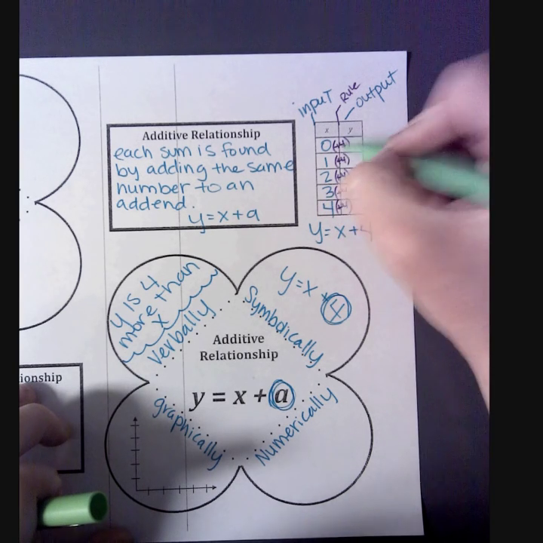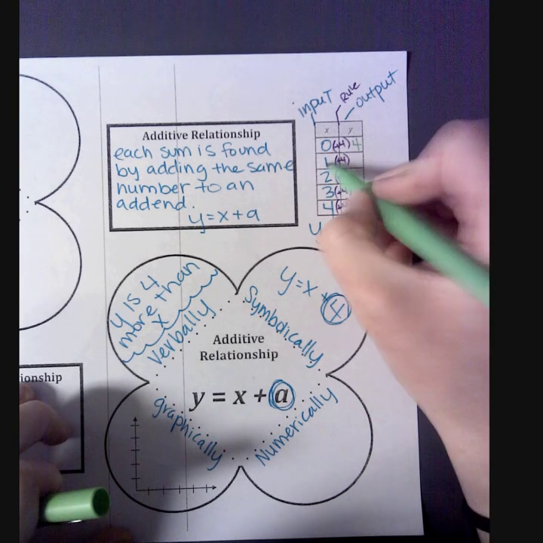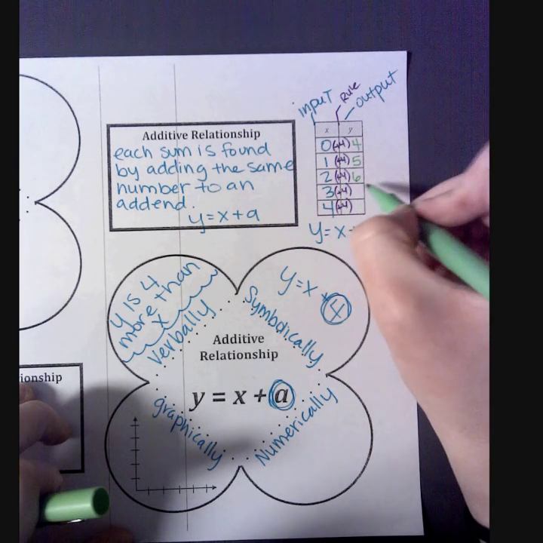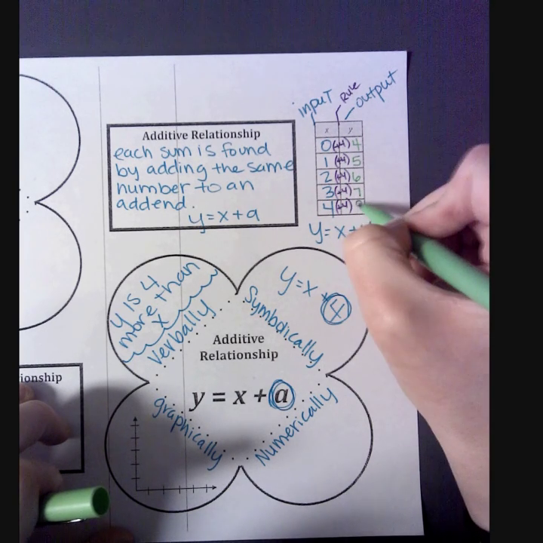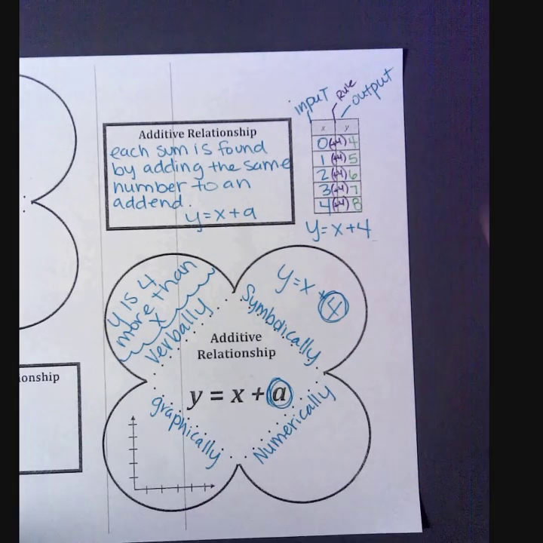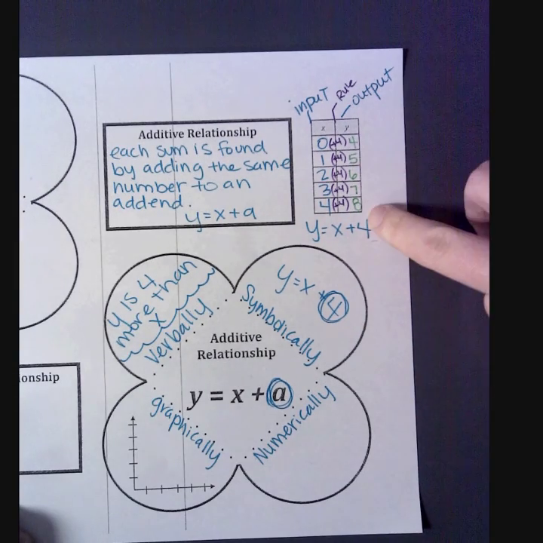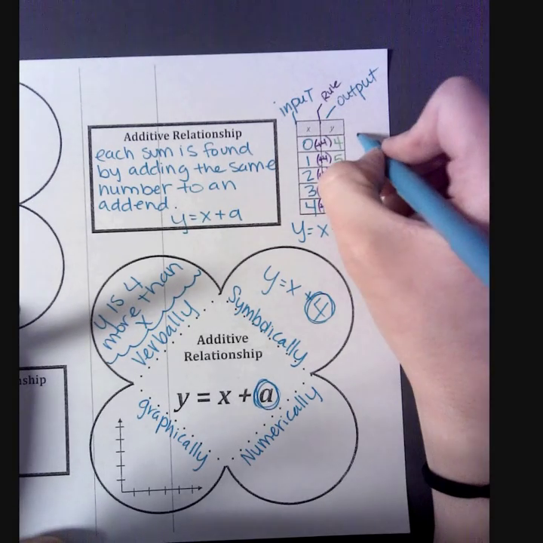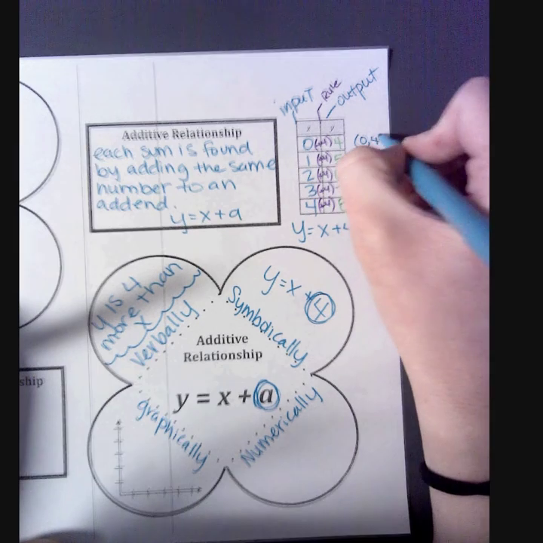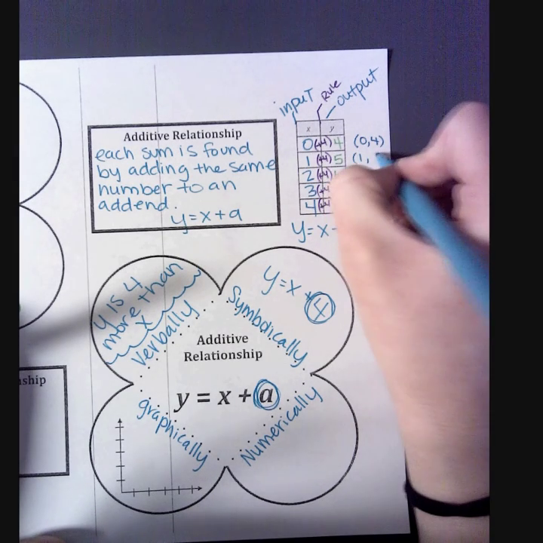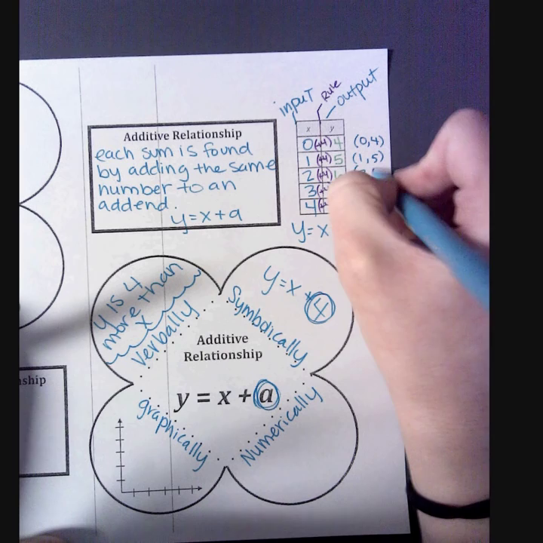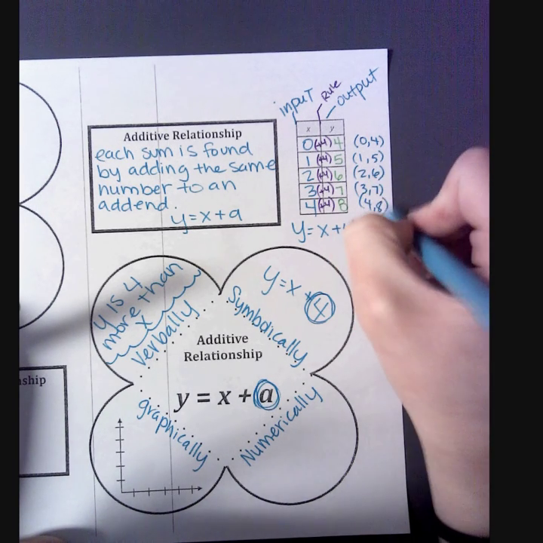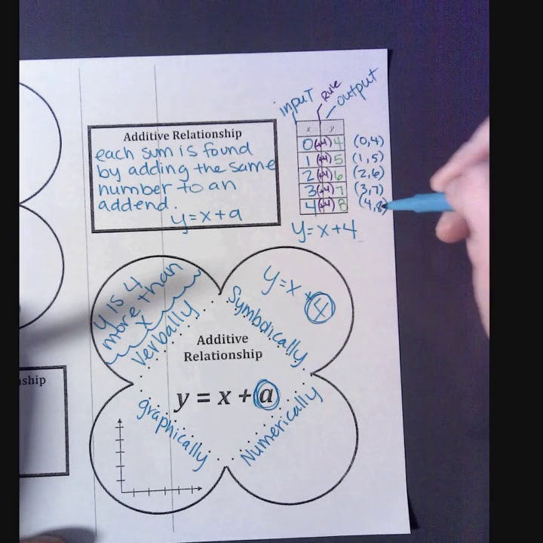For y, 0 plus 4 is 4. 1 plus 4 is 5. 2 plus 4 is 6. 3 plus 4 is 7. 4 plus 4 is 8. Okay, so now we have our x value and our y value. So in the case that they would ever ask you to write this as a coordinate, this would look like (0, 4), (1, 5), (2, 6), (3, 7), (4, 8). And those would be the coordinates you would graph.